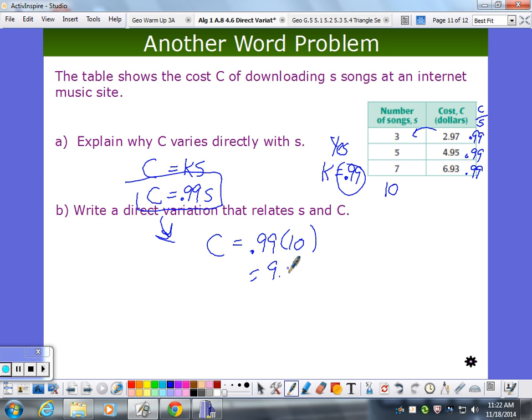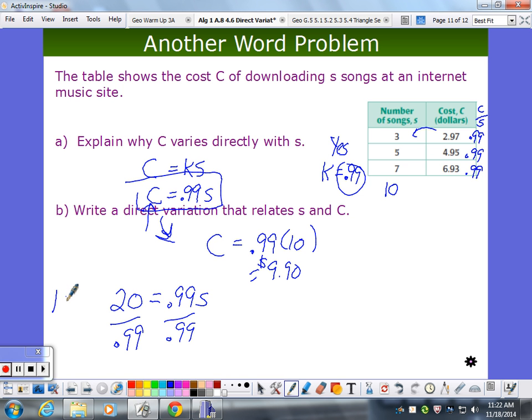Okay. Somebody gives you a gift certificate for $20. How many songs can you download? Well, what's 20 divided by 0.99? What is it? 19.19? 19.8?